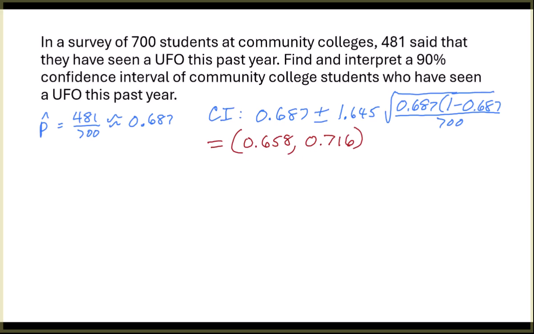I am 90% confident that the students at community colleges have seen a UFO this past year. Or that the people, the students who have seen a UFO in the past year is between 65.8% and 71.6%. That's it. I'm 90% confident that the proportion of community college students who've seen a UFO this past year is between 65.8% and 71.6%. Now that's a guess, right? It's based on one sample. It's a guess.